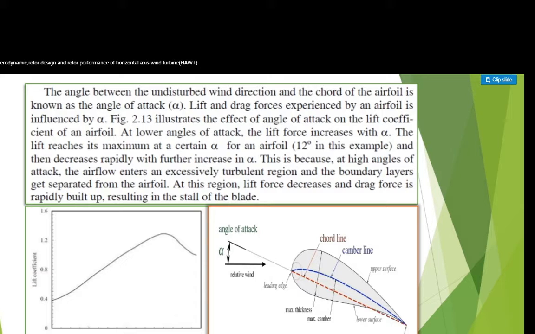This is a figure showing the effect of angle of attack of an airfoil on the lift coefficient. The angle of attack alpha, the relative wind, leading edge, maximum thickness, maximum camber, lower surface, trailing edge, upper surface, camber line, and chord line are all shown in the figure.